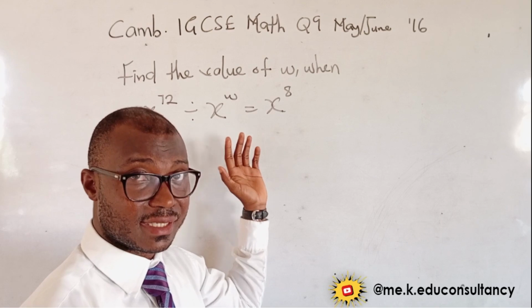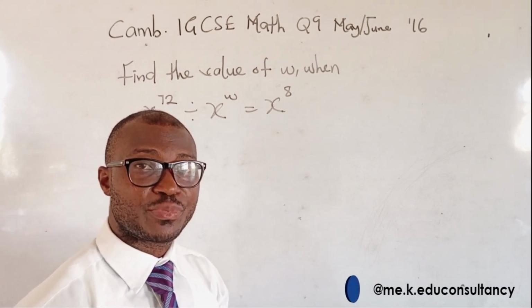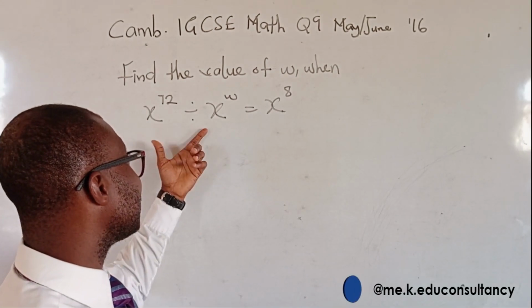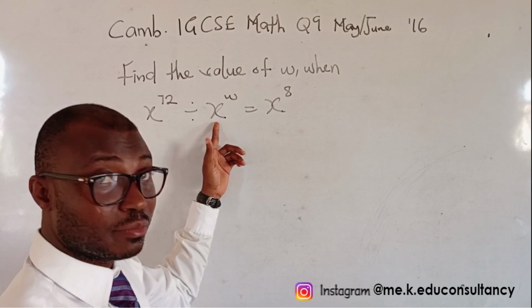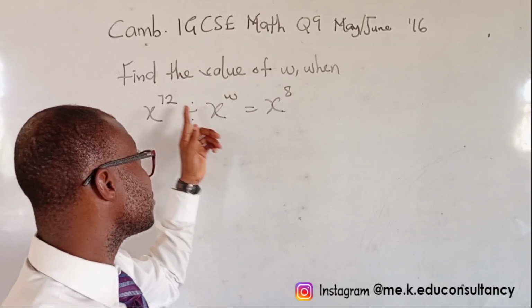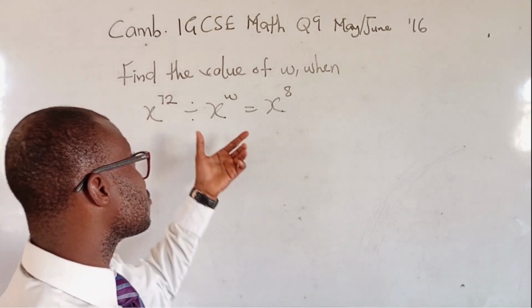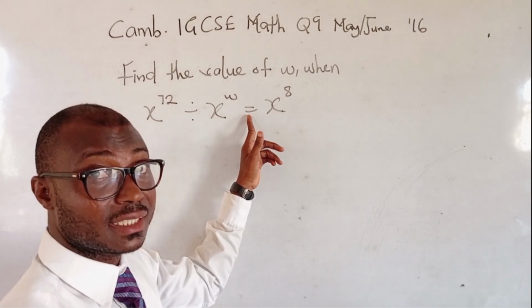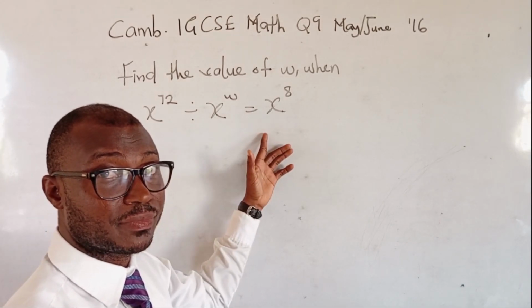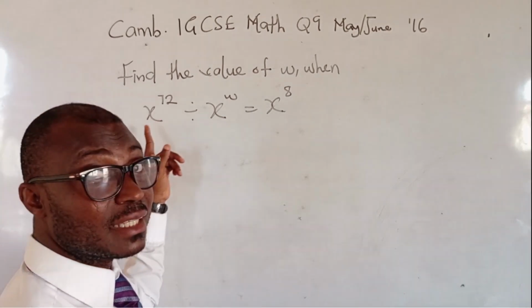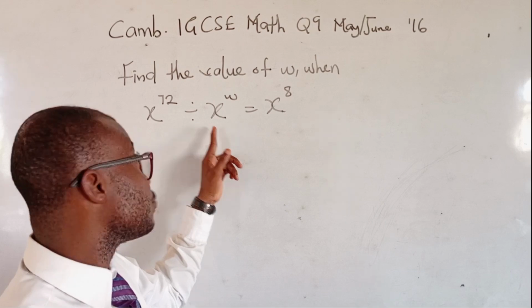And this is indices. We learned in our previous lesson that when you are dividing and the bases are the same, per the rule, we subtract the exponents. This is with an equal to sign, and so it is an equation. So at this stage, because this is division and the bases are the same, we are going to subtract the exponents.